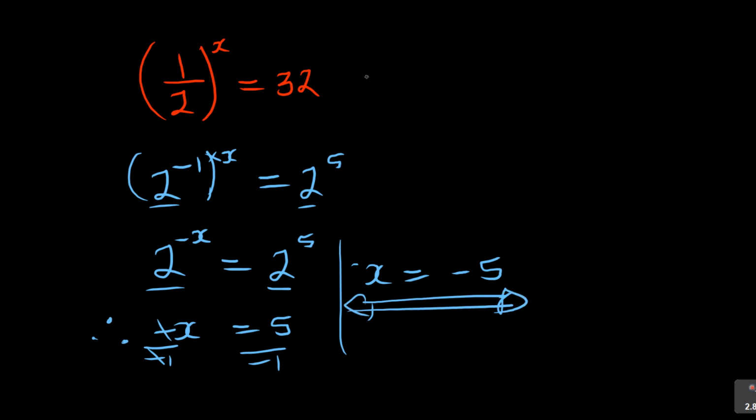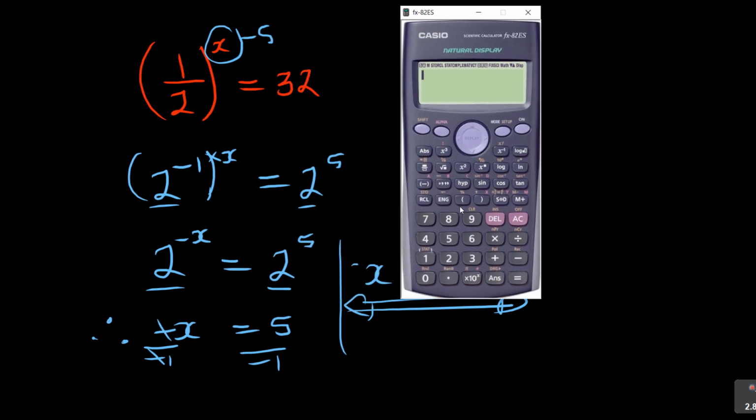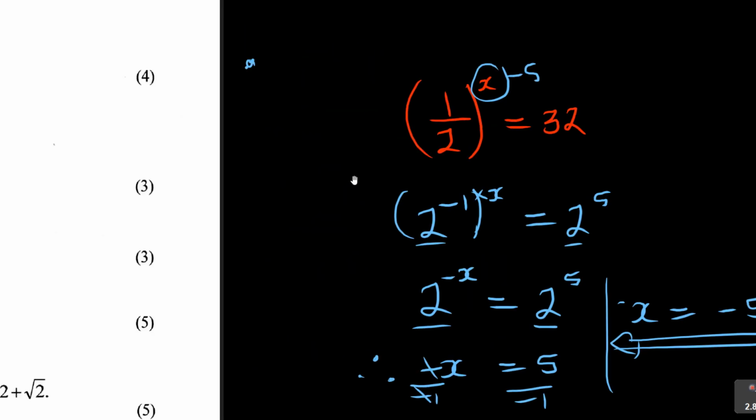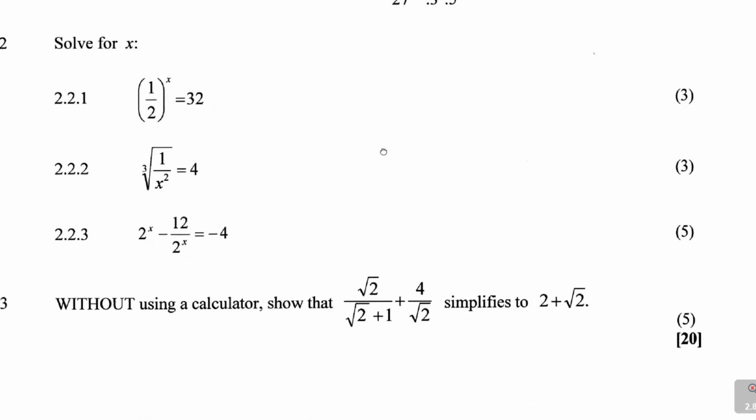You can actually test it. Put here a minus 5, and let's see what answer it will give us. It must give us what? It must give us a 32. So let's try that. Say bracket 1 over 2 to the power of what? Negative 5. There it is, 32. Okay? Not complicated. It needed you just to be sensitive.